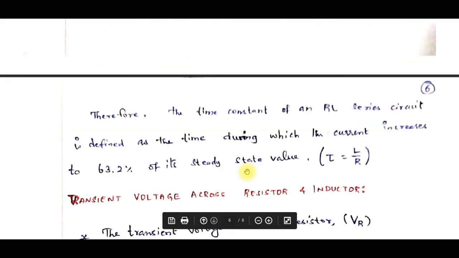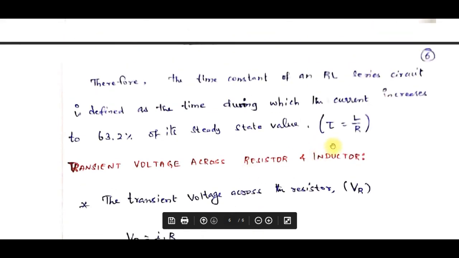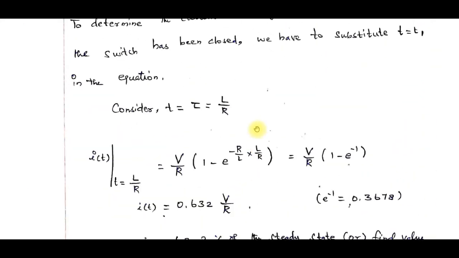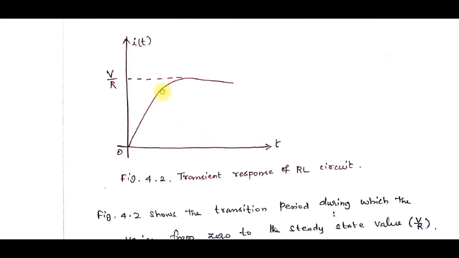Then tau is the time constant. This is the definition for the time constant in an RL series circuit. The time constant of an RL series circuit is defined as the time during which the current increases to 63.2 percent of its steady state value. So this is the time constant definition for an RL series circuit. Nearly 63.2 percent means it will come around here. So at time t equal to L by R, the current will be 63 percent of V by R.